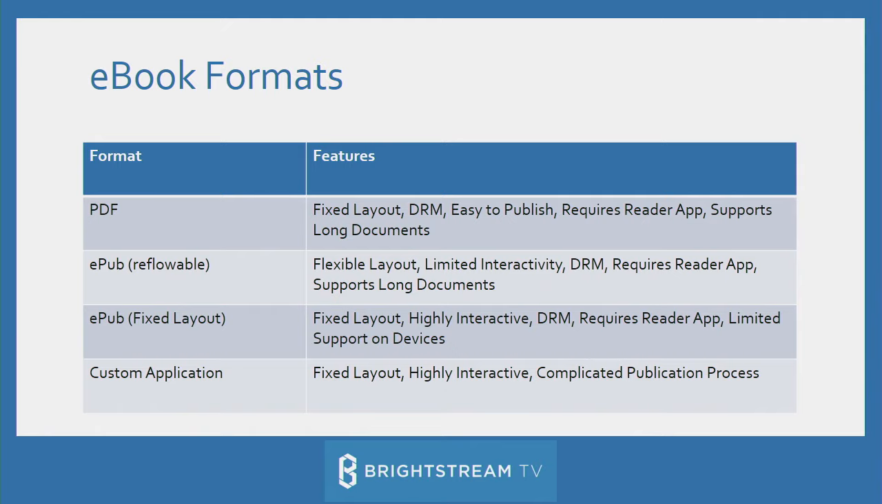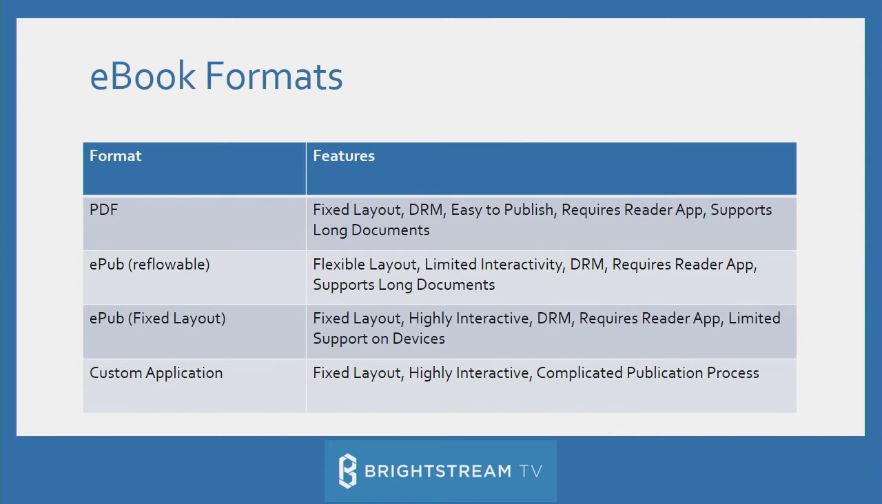EPUBs generally have a limited interactivity level, so you can get things like hyperlinks and maybe a button, but usually it's pretty limited. It can run scripts, but like I said, it's very limited as far as the interactive capabilities that you can add into a reflowable EPUB. You have DRM, once again, digital rights management, that can be applied to EPUBs.